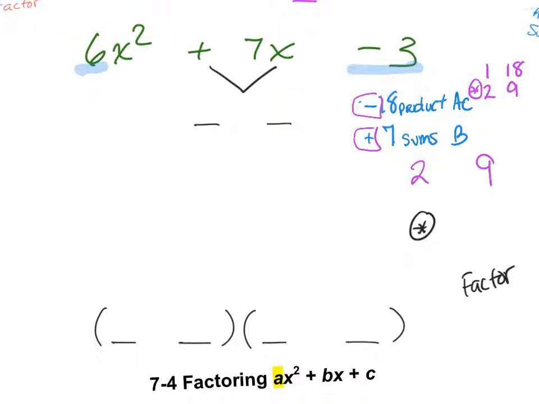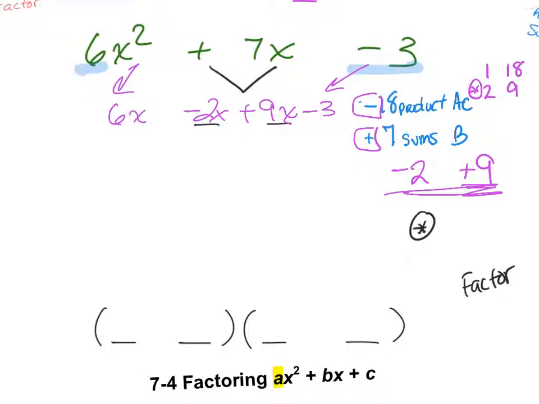So if you have 2 and 9, the only way that you're going to add them so that it's positive 7 is if the 9 is positive and the 2 is negative. And those multiply to negative 18. Now, these are the expansion of the middle term. So that means that this is negative 2x plus 9x. And then you rewrite the negative 3, and you rewrite the 6x squared.